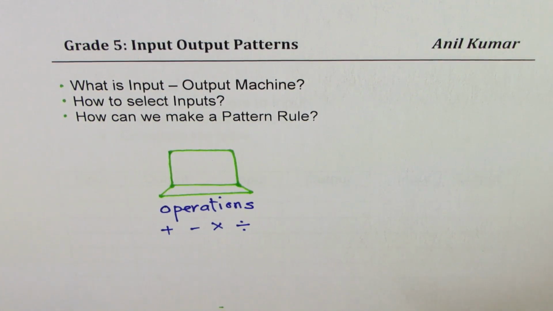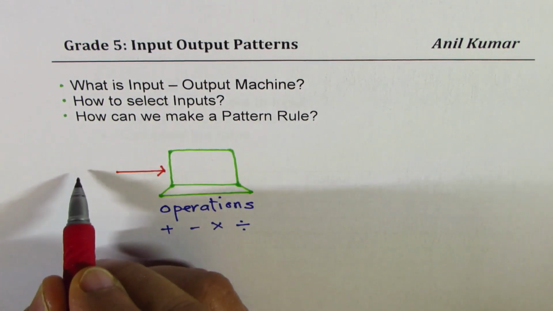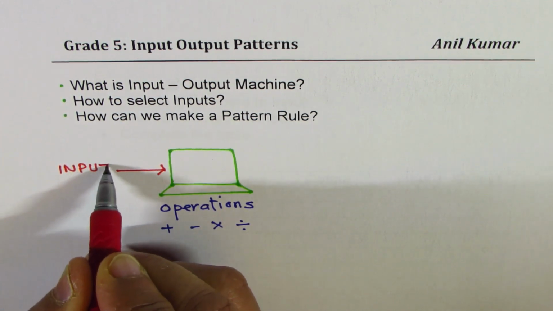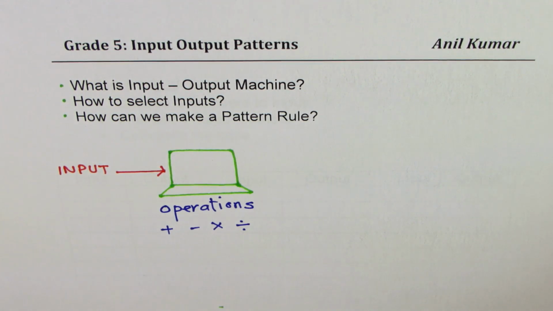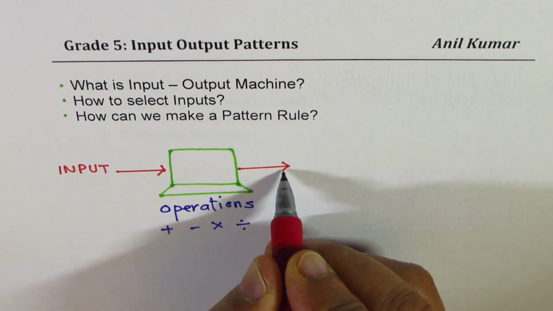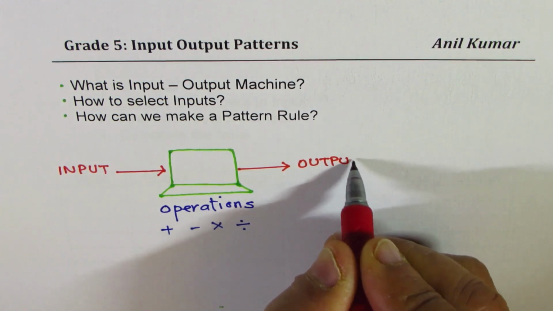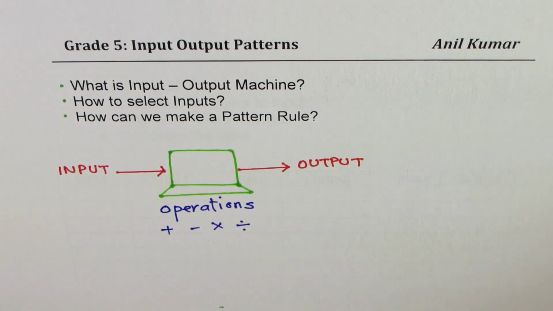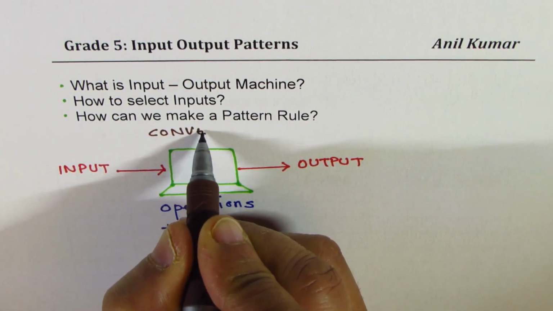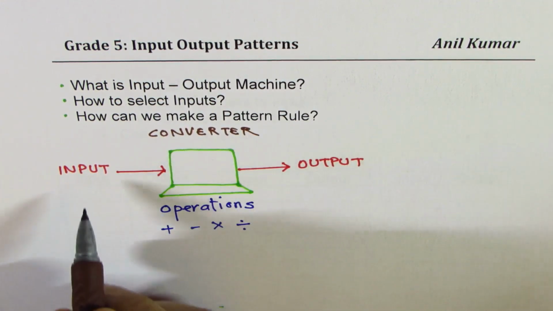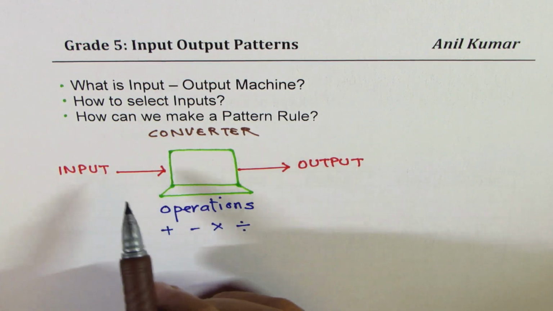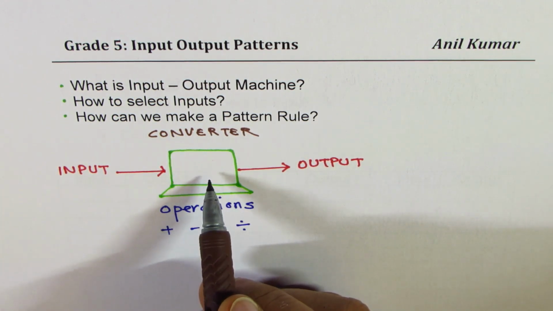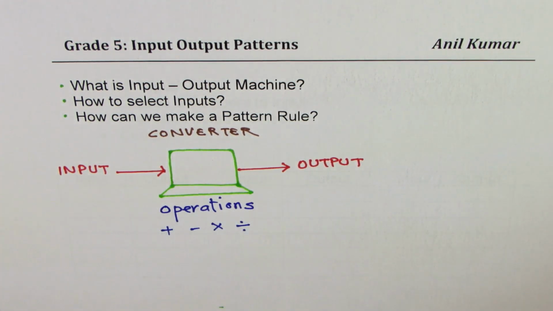Whatever we feed in, that is called input. So input is something which is fed into this machine, right? And whatever we get out of it is called output. Now, this machine is kind of a converter. So it converts input to output. How will that be converted? It really depends on your operations. It is your personal machine.